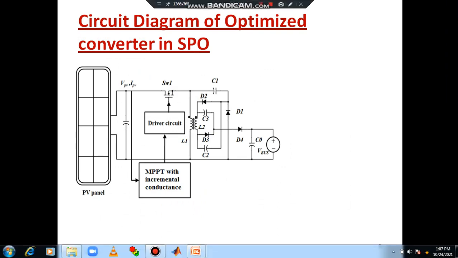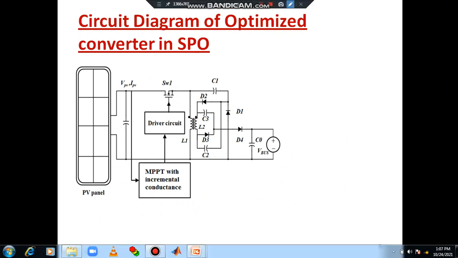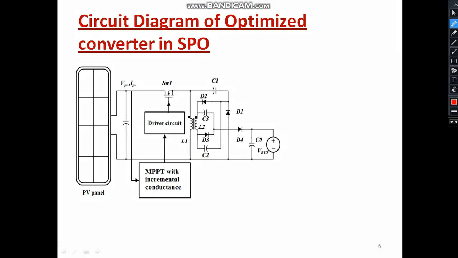The circuit diagram of the solar power optimizer is shown below. Let us see how it works. Before that, I want to point out the major components inside the solar power optimizer. Of course, the PV panel has a power rating of 250 watts. These are the voltage across the PV panel and the current passing through the panel. Then we can see there is a power MOSFET.